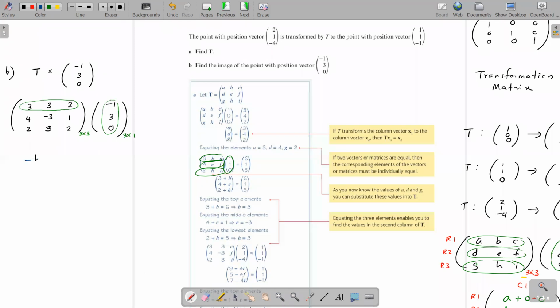3 into minus 1 is minus 3, plus 3 into 3 is 9, plus 2 into 0 is 0. That's the first element. 4 into minus 1 is minus 4, plus minus 3 into 3 is minus 9, plus 1 into 0 is 0. Next one, 2 into minus 1 is minus 2, plus 3 into 3 is 9, plus 2 into 0 is 0. So what's the image coordinate? Minus 3 plus 9 is 6, minus 4 minus 9 is minus 13, minus 2 plus 9 is 7. So this is the image coordinate. Is this clear?